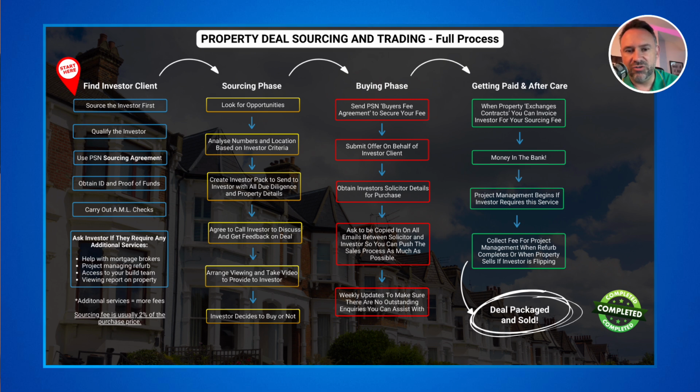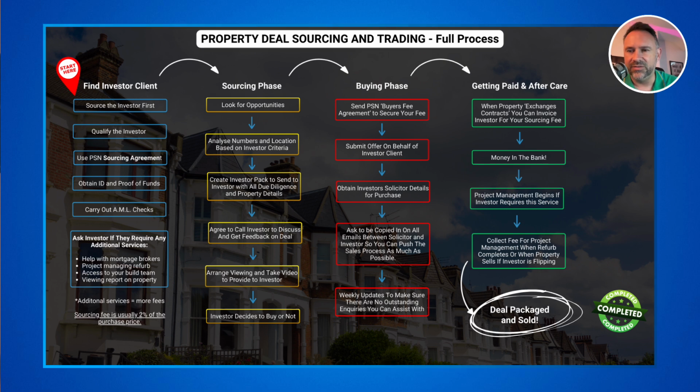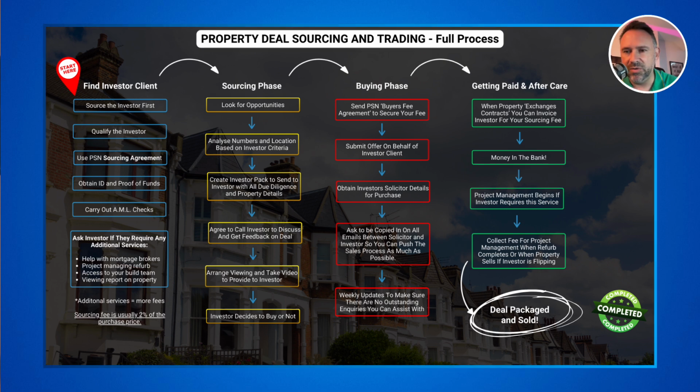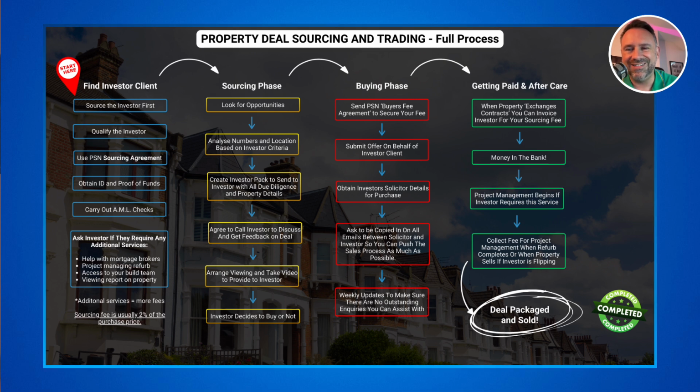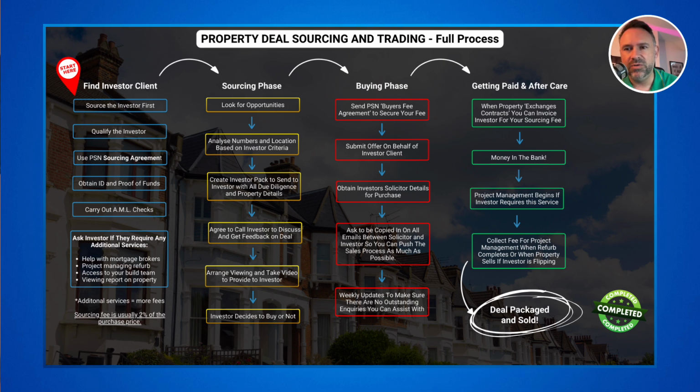Then we're going to agree to call the investor to discuss, once they've looked over the brochure, once they've looked at the opportunity, and we're going to get their feedback on the deal. Now, this is key. If it's positive, fantastic, you're going to carry on moving through this process. However, if it is negative and the investor says it's not for me, you don't leave it there.